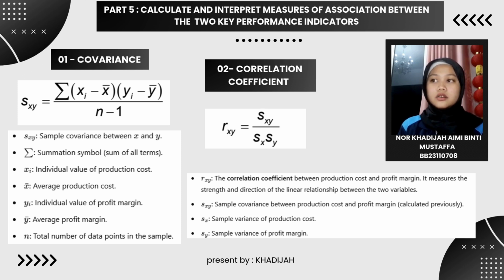After that, we find the correlation coefficient. For the correlation coefficient, we use the formula rxy equals sxy divided by sx times sy, where sxy refers to the covariance that we found before, sx refers to the standard deviation for production cost, and sy refers to the standard deviation for profit margin.